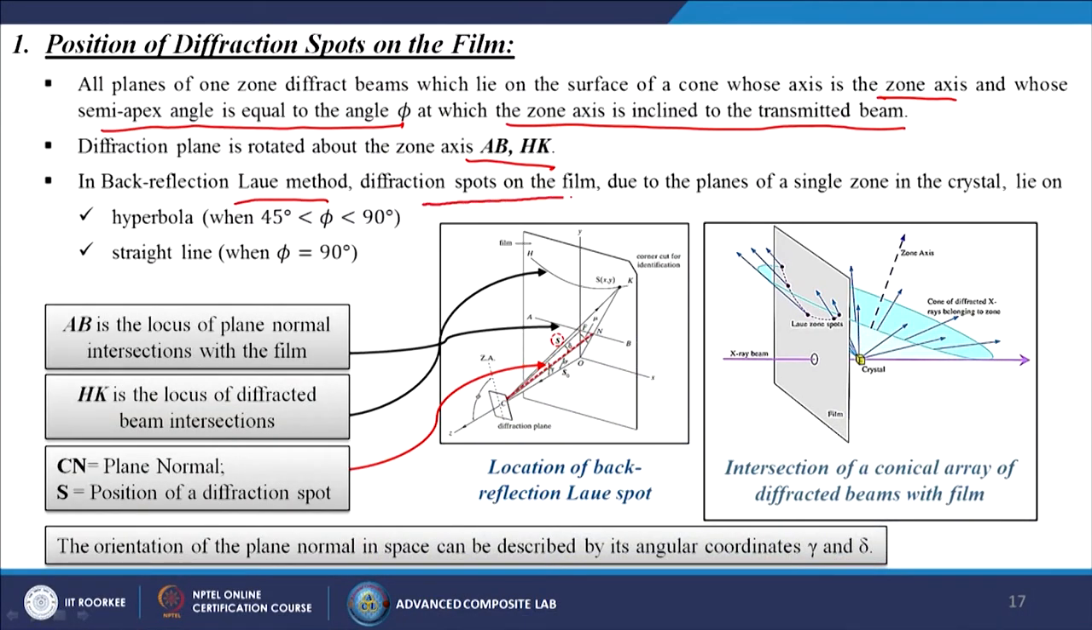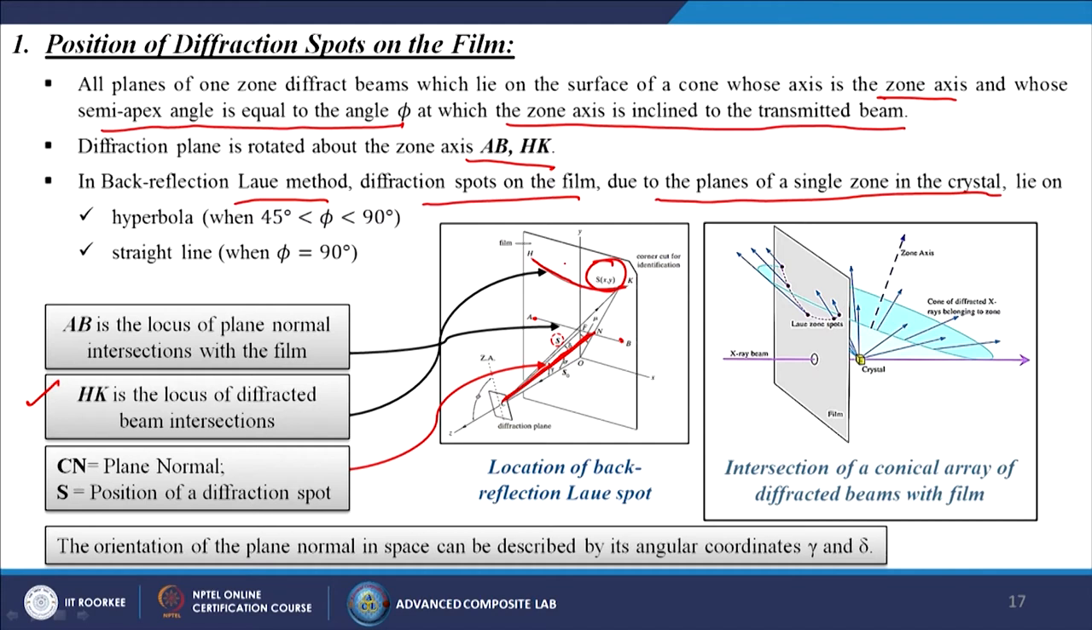So, in the back reflection Laue method, diffraction spots on the film due to the planes of a single zone in the crystal lie on a hyperbola when phi is more than 45 degrees and less than 90 degrees, and on a straight line when phi is equal to 90 degrees. So, in this particular case, AB is the locus of plane normal intersections with the film. So, this is the AB. HK is the locus of diffracted beam intersections. So, this is the HK. CN is the plane normal. So, in this case, C and N will be the normal. And S is the position of a diffraction spot. So, this is the S.